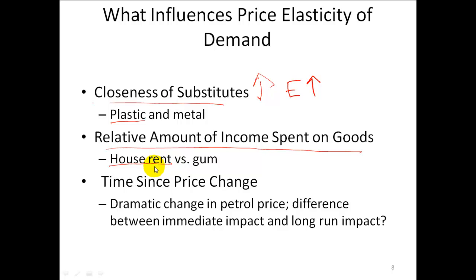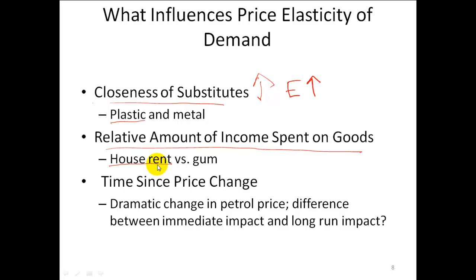That means that even if house rent goes up by a small percentage, you are going to feel it. And if house rent goes up by, say, 5%, that is going to be a significant component of your income, and you will then potentially consider other options such as staying with your parents, which will reduce your demand for housing units. So the elasticity is relatively high.